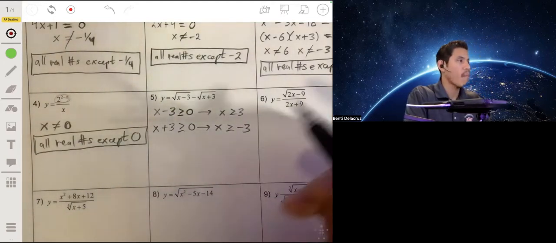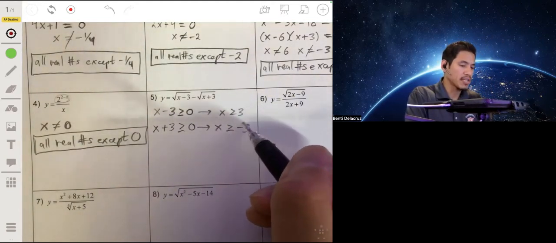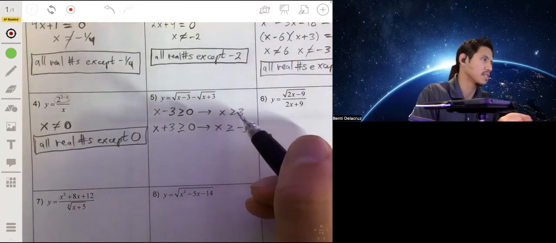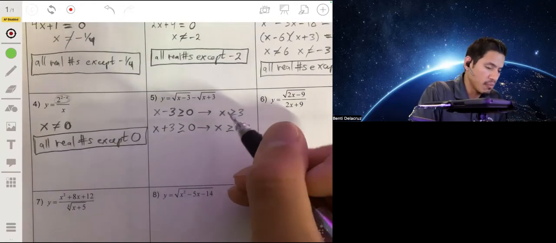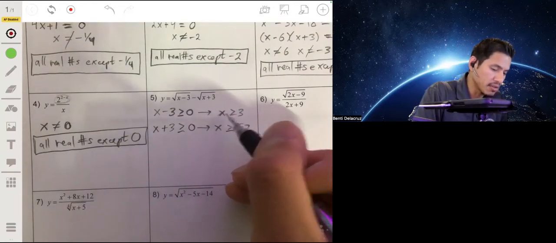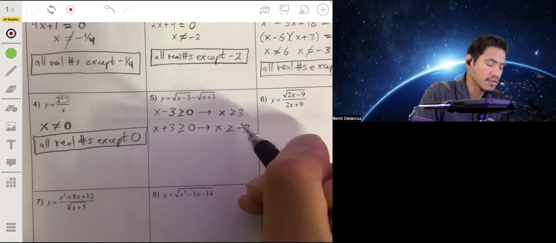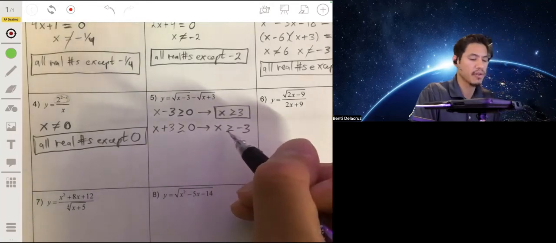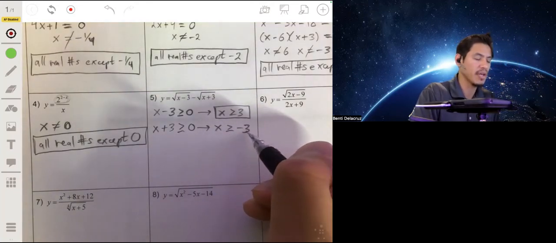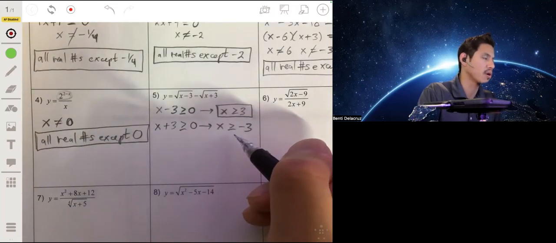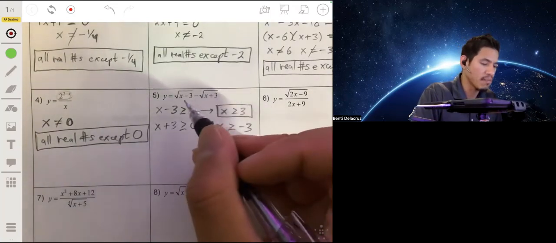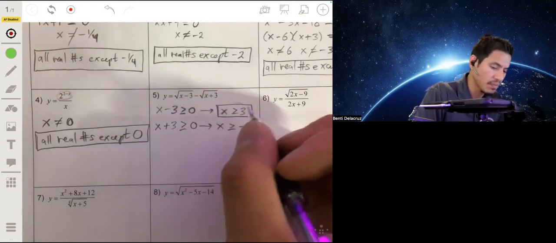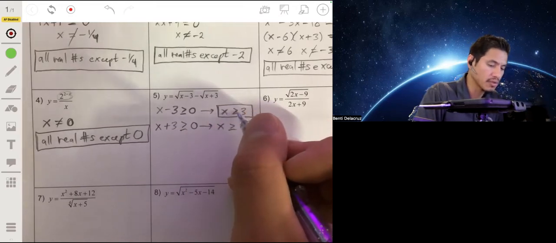Now, we can't just say this one or that one, we have to think about which one would make sense. The domain would be strictly x is greater than or equal to 3, because if we said that the domain was x is greater than or equal to negative 3, that means we could plug in like negative 2 and 0, and if we did, that would make this a negative number, and that wouldn't work. So we have to make sure the domain works for both of them. So the domain is just all numbers greater than or equal to 3.